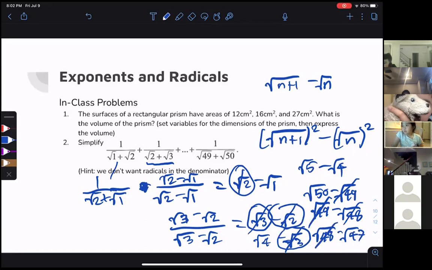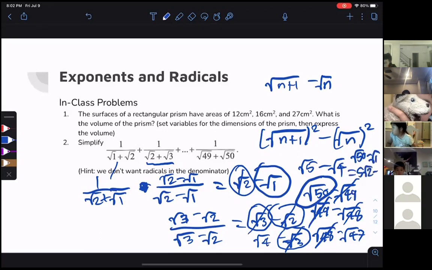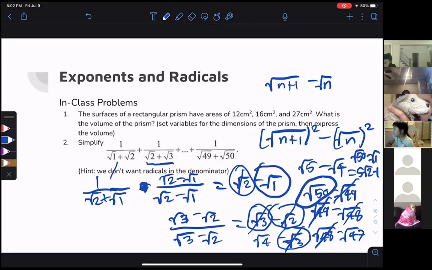And you notice the only two terms that don't cancel are this root 50, because it's the biggest one, it's the last thing left, there's nothing that cancels it. And this minus root 1, because it's the smallest and there's nothing left to cancel that. So your answer is just root 50 minus root 1, which is 5 root 2 minus 1 after canceling. So really what this problem is: you rationalize the denominator and you see that all of the roots in the middle between root 50 and root 1 cancel after rationalizing the denominator and adding it up.